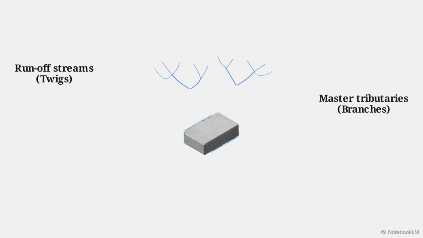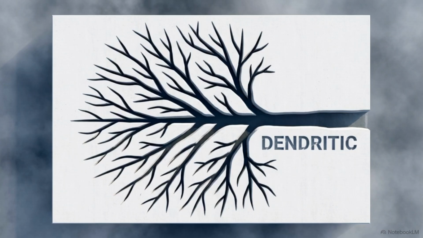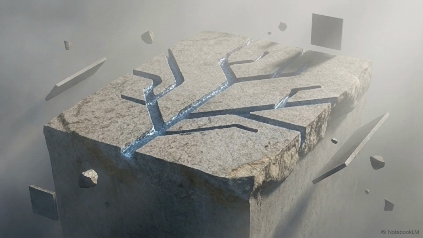These smaller contributing streams act like the twigs of a tree, funneling downward and merging into larger master tributaries or branches. We call this tree-like network the dendritic drainage pattern, the most common baseline geometry on Earth. Dendritic systems develop over non-porous, uniform bedrock like granite or shale, where the water faces equal resistance in every direction.